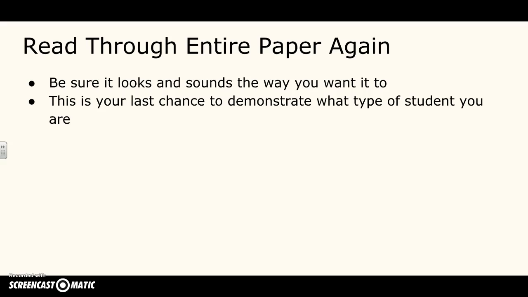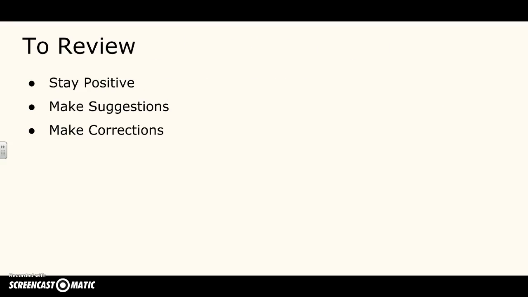Okay? So after you've done these things, you want to read through it again and make sure that you have written what you wanted to write the way that you wanted to write, knowing that this is your last chance to prove what type of student you are. Okay? So these are the steps. You want to stay positive and make sure that you are giving positive feedback. You want to make suggestions. You want to make corrections with things like spelling, punctuation, capitalization, are the sentences written correctly, things of that sort.